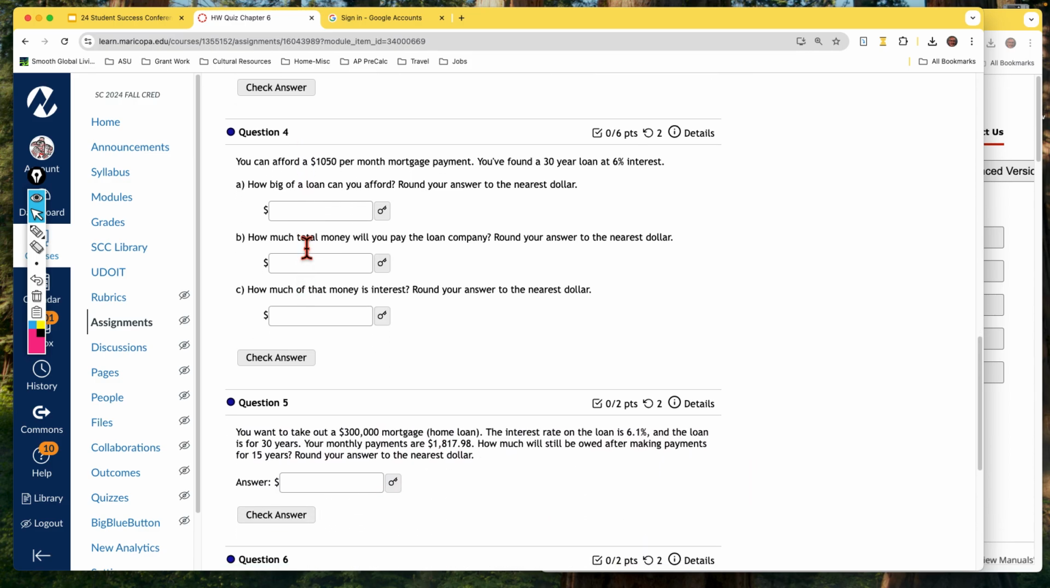So we'll focus on this. So you can afford a $1,050 per month mortgage payment. And again, as you do these, remember your numbers will be slightly different. You found a 30-year loan at 6% interest. First of all, how big of a loan can you afford?